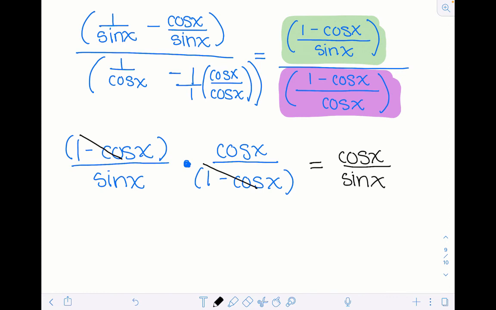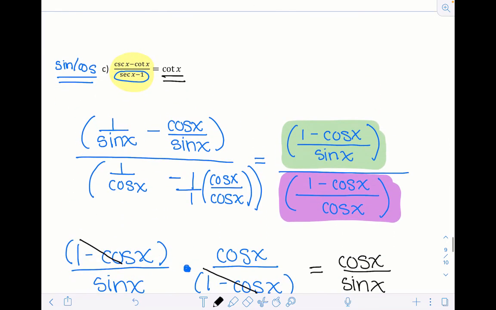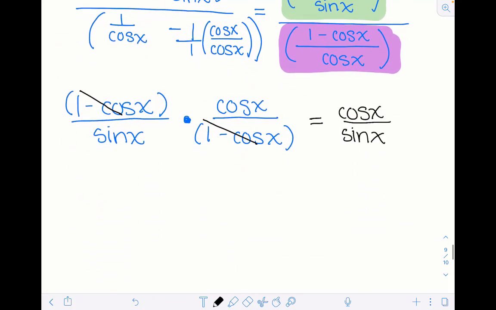And if we simplify further, again, checking what we wanted to get, which was cotangent x, we're right on track to get to cotangent of x by using the quotient identity. So cosine over sine is the same thing as cotangent.